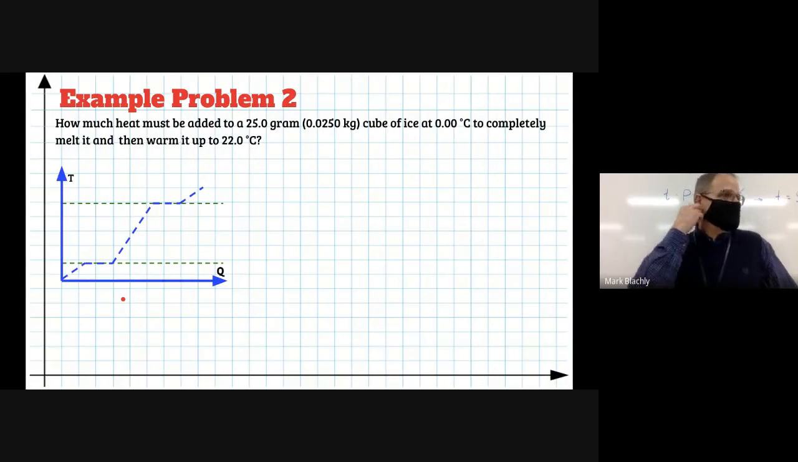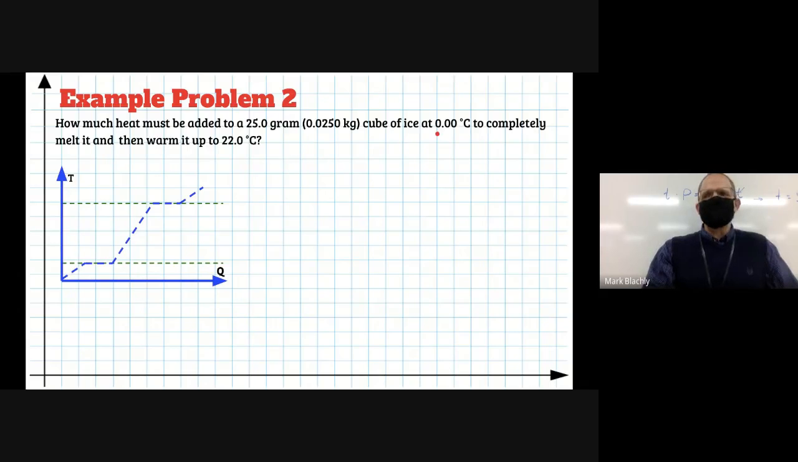That's half your problem. They're just like that. They're pretty easy. Here's a slightly more complicated problem. What if I have a small ice cube? So I grab one of my ice cubes at home. It's 25 grams. Okay? And I want to start at 0 degrees. I want to completely melt it, and I want to warm it up to 22 degrees.